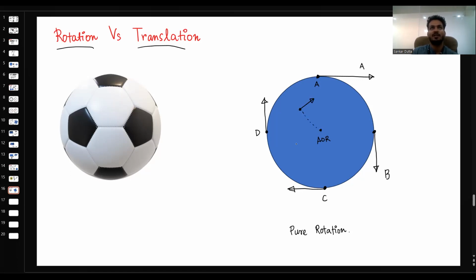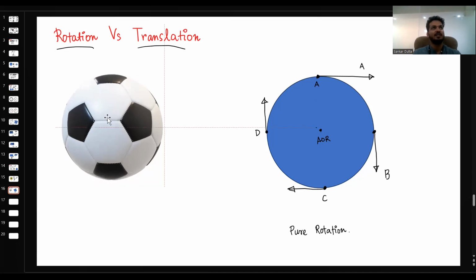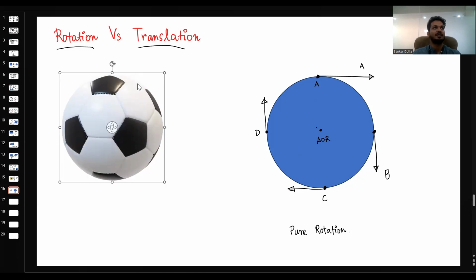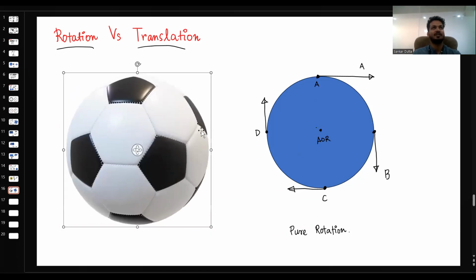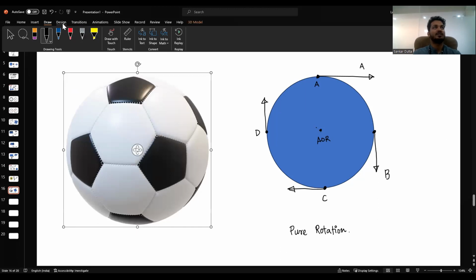How do I know this? Because its velocity will be perpendicular to the axis of rotation. This is pure rotation. This is how you represent pure rotation. Please let me know if you understood this one.